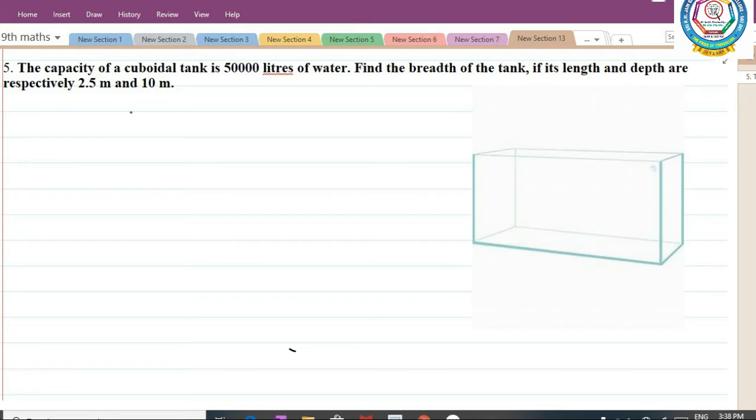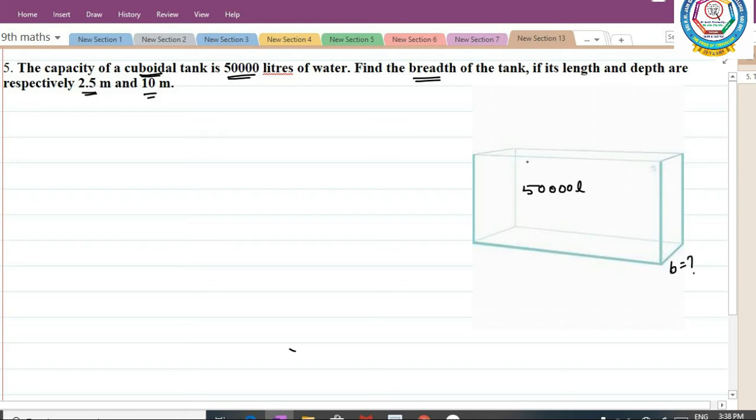Sum number 5. The capacity of the cuboidal tank is 50,000 liters of water. Find the breadth of the tank if its length and depth are respectively 2.5 meters and 10 meters. So what is given first? The capacity of the tank is given, that is 50,000 liters. They ask us to find the breadth of the tank.